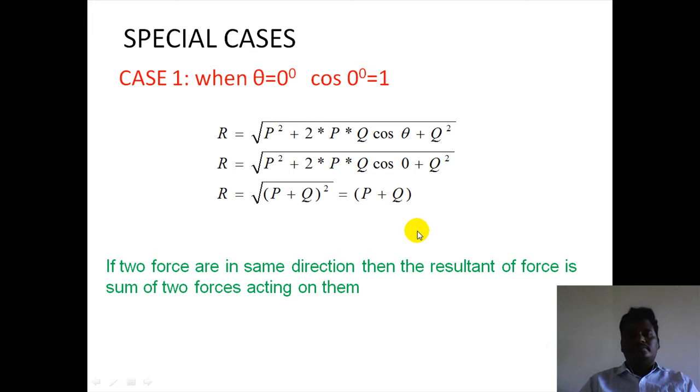This is nothing but the parallelogram of forces when theta equals 0.